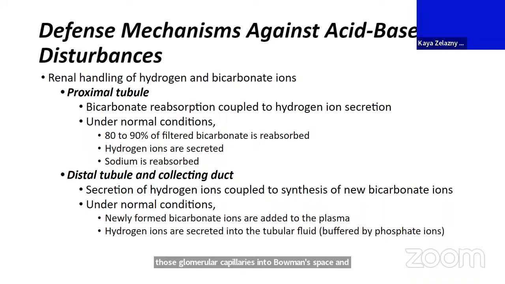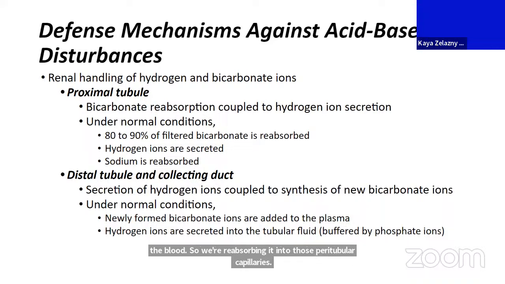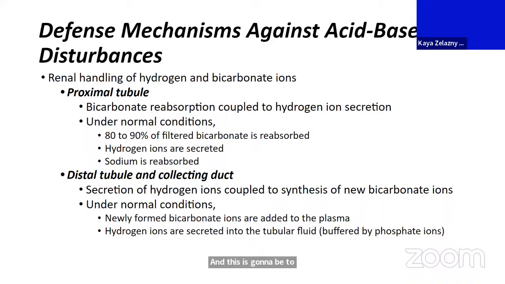In that proximal tubule, in this first part of the nephron, you do reabsorb a lot of that bicarbonate. You want to take back 80 to 90% and put it back in the blood. So we're reabsorbing it into those peritubular capillaries, and this is going to be paired to hydrogen ion secretion. So in the proximal tubule itself, we have bicarbonate being reabsorbed.